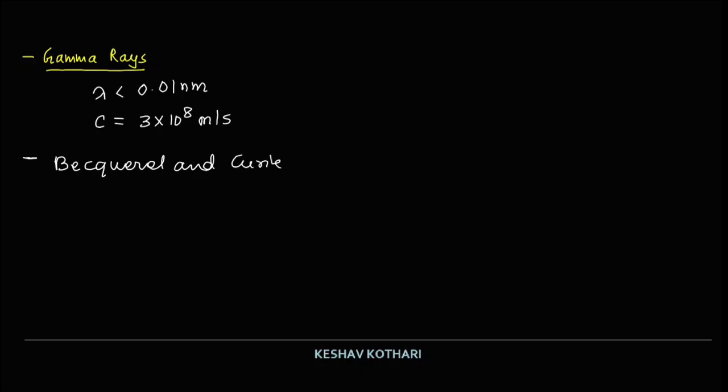Next we talk about the source of the gamma rays. The source, they are obtained in radioactive emissions when the nucleus of radioactive atoms pass from the excited state to the ground state. They are also present in cosmic radiations. So over here I am just naming radioactive substance and cosmic radiation.